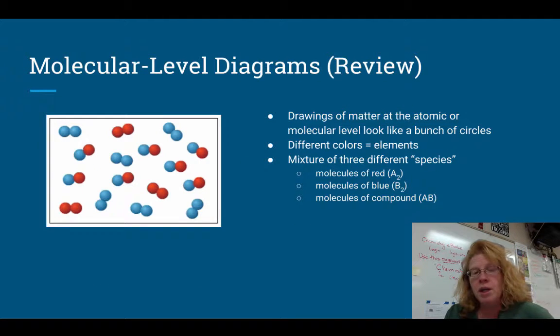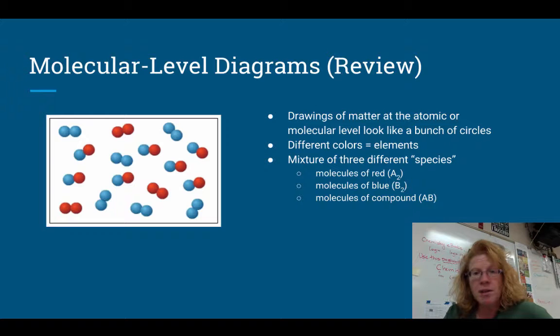Just to review, in the last video we showed you some examples of atomic level diagrams. Well, these are molecular level diagrams, the same basic idea. We're going to use circles to represent the different atoms, and remember atoms are extremely small, and the different types of elements. In this diagram, we've got two different elements present, the blue element and the red element, and they're bonded together in a couple of different ways. We've actually got three different species, and that's a real chemistry term, present here.